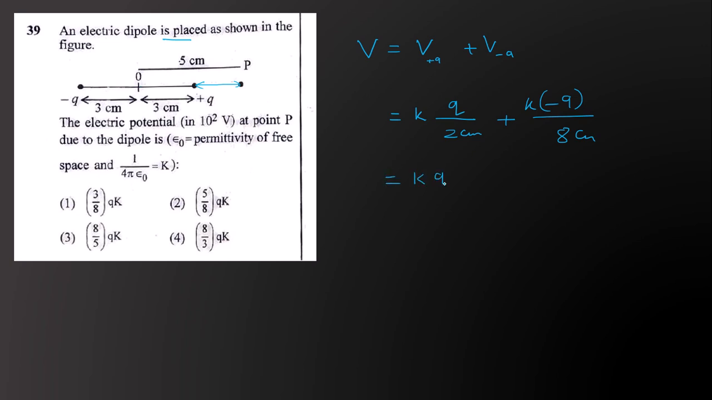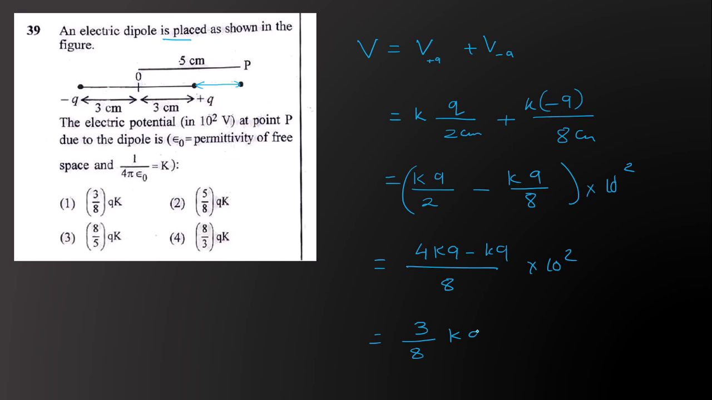So kq by 2 minus kq by 8, into 10 power 2. Therefore this will be equal to (4 kq minus kq) into 10 power 2. So this will be equal to 3 by 8 kq into 10 power 2. So that's the answer, option 1.